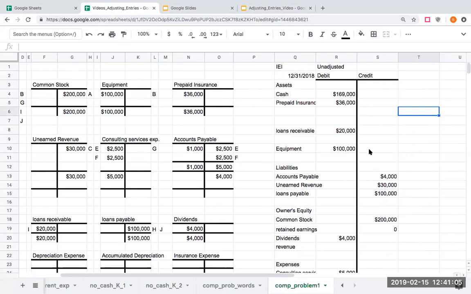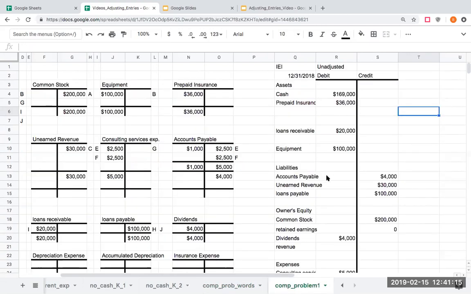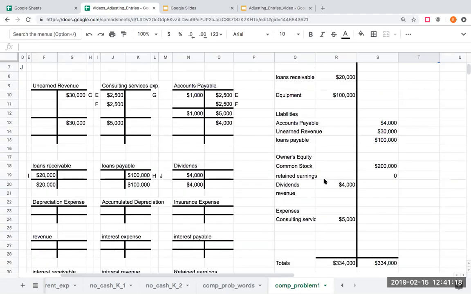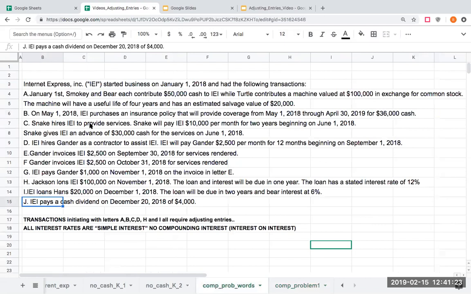So the next thing we're going to do here is, we've gone through and we've input all of the transactions into the T accounts, and then we're making sure that our total debits equal our total credits, which is what I've done here. Our next step is, as we look at these transactions, and this is really the purpose of you watching all of the previous videos, we need to understand that when we are preparing our financial statements, I'm asking myself 4 questions.